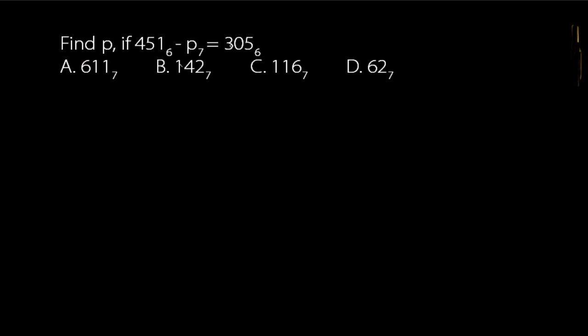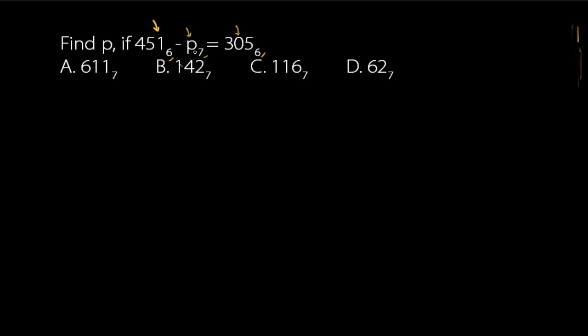Now what you observe is that the equation we have here is a heterogeneous equation. In other words, the bases of all the numbers we have here are different. For example, the first number, 451, has a base of 6. The next number has a base of 7, while the next number has a base of 6. So they all have different bases, and we intend to find P.